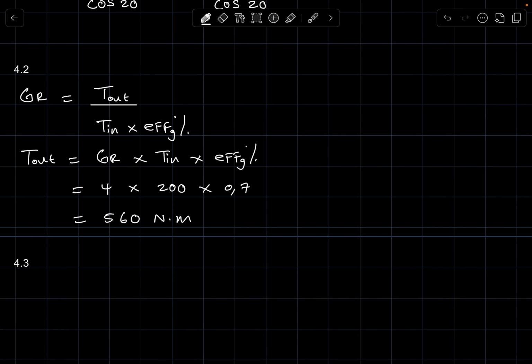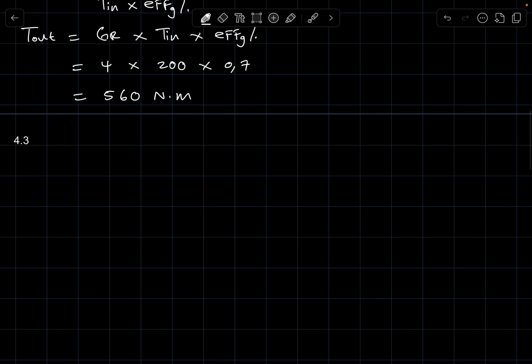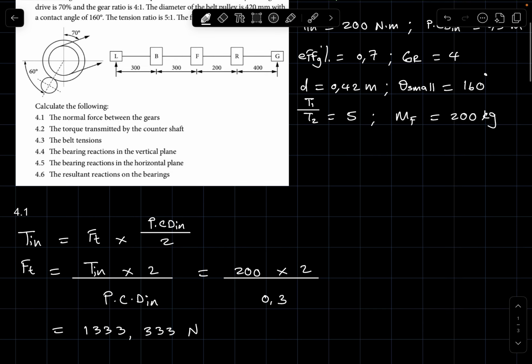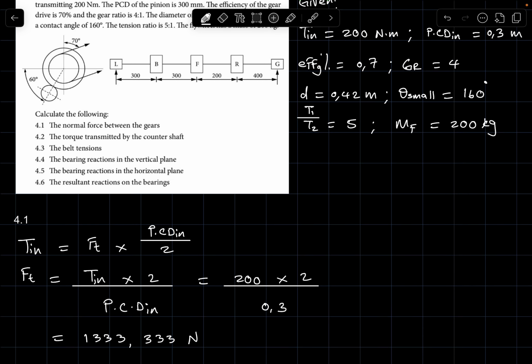4.3. They want us to now calculate the belt tension, right? Now there are a number of ways you can calculate the belt tension. Again, you look at what you have to make the determination of how to approach 4.3 in calculating belt tensions. Now we've been given the tension ratio, right? We have two unknowns, T1 and T2, which means we are going to need two equations.